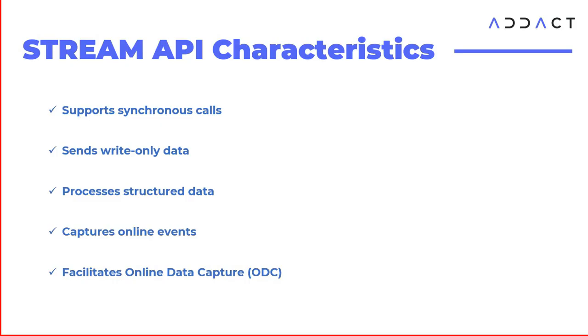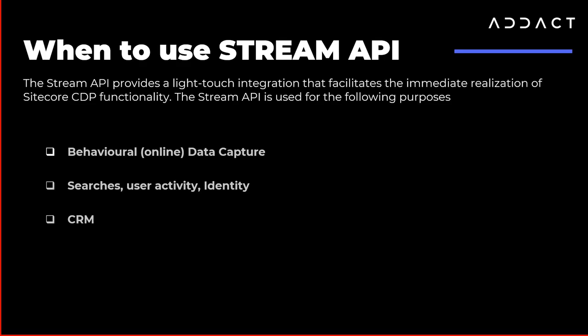Yes, Stream API. As I already mentioned, it's write-only data. We can just pass the data from the website to CDP, capture online events, and facilitate online data capture. When to use the Stream API? When we want to collect behavioral and transactional data. We track user activity, page views, click events, and identity. We need to identify searches, like what keywords someone searched and what kind of activity they did. We can track all this information in CDP, and CRM data we can pass to our CDP platform.